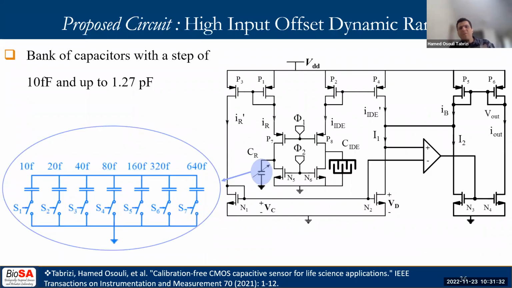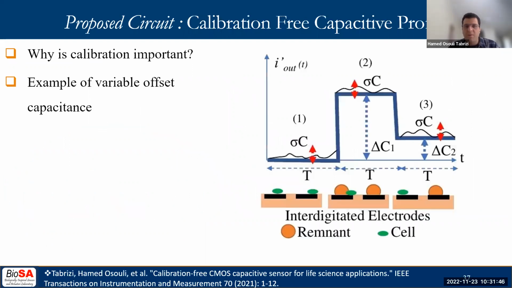In this work, we have addressed this challenge by proposing a different approach. The image shows a bank of capacitors realizing a digitally programmable reference capacitor that has replaced the traditional fixed reference capacitor. Now, let's first discuss why continuous calibration seems important in life science applications.